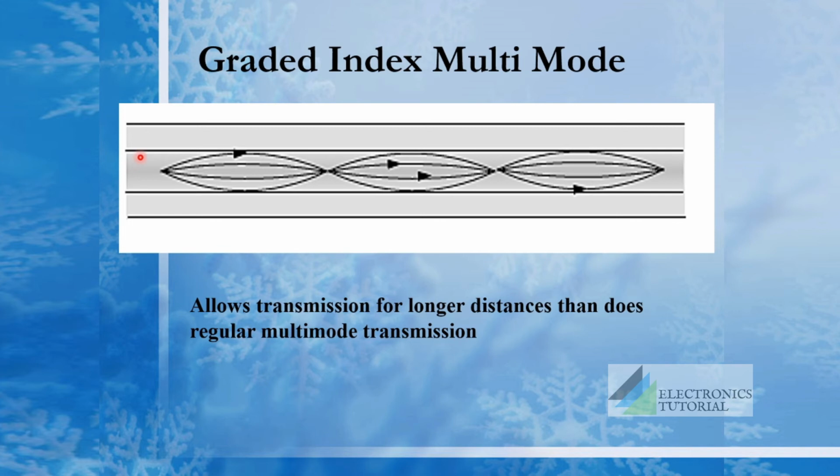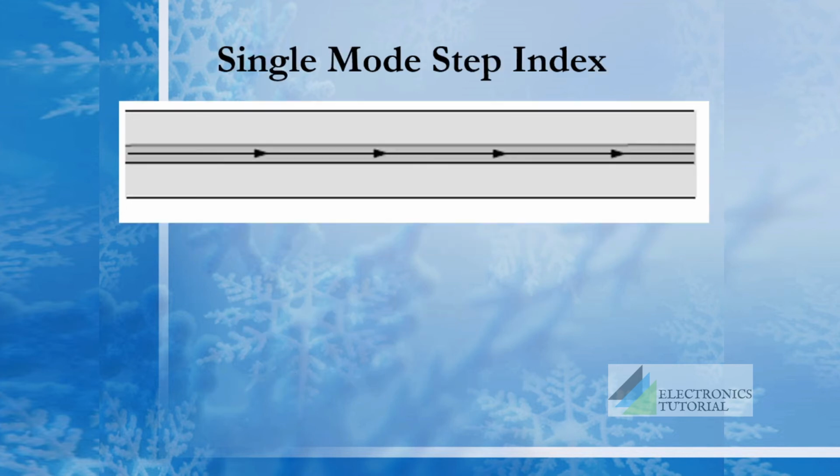Here also, the core has a higher refractive index than the cladding. A graded index multimode fiber also provides a greater number of modes. With a wavelength of 1300 nanometers, the number of modes can be approximately 400 modes. And for a wavelength of 800 nanometers, the number of modes is 800.